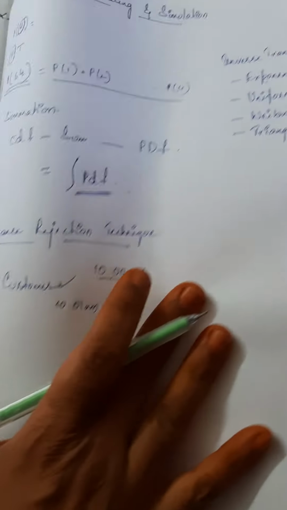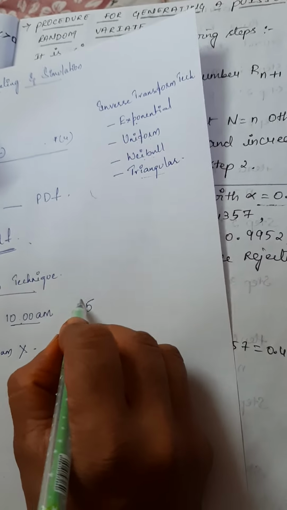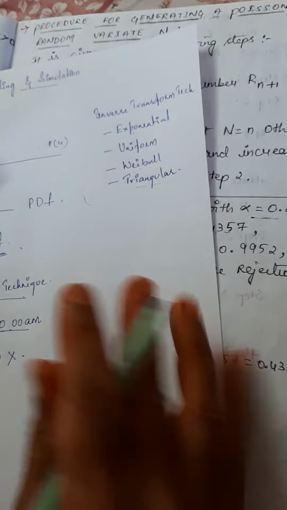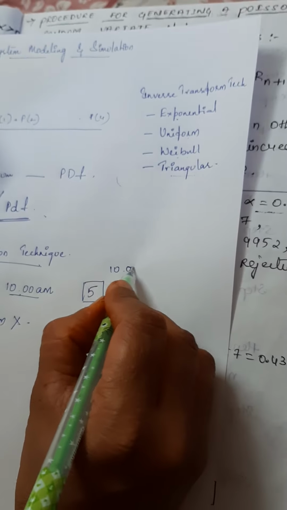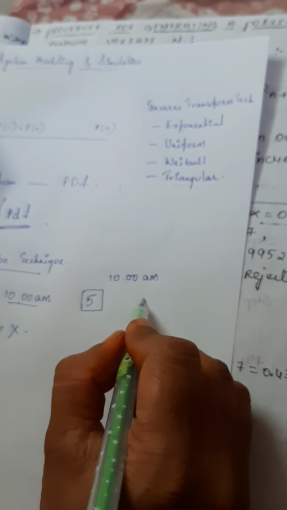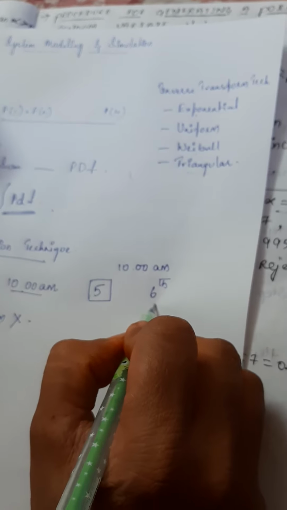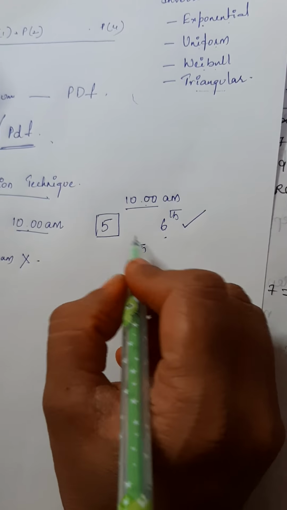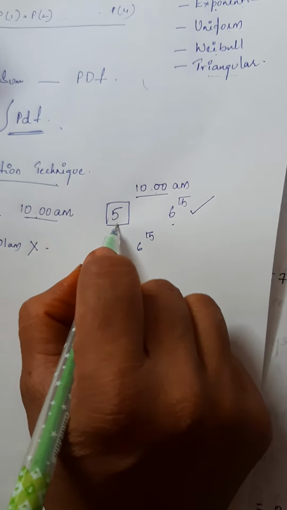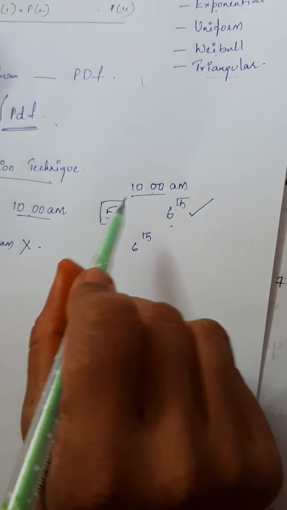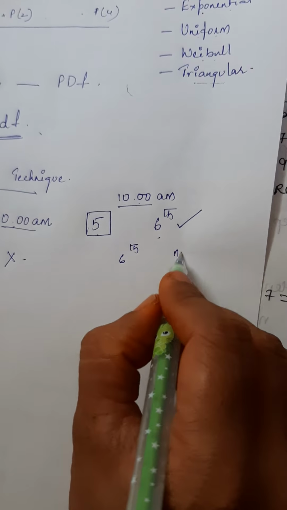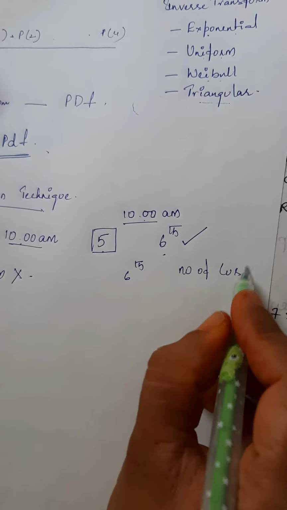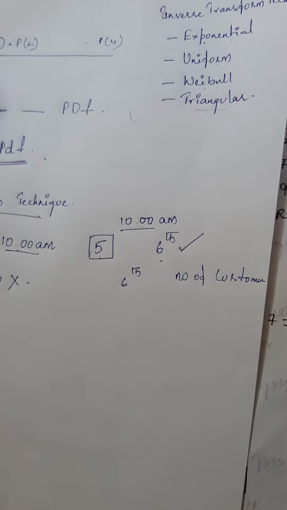Say for example I have 5 customers already in the grocery store before 10 a.m. Will I accept the 6th customer? If the 6th customer is coming within this 10 a.m., the number of customers will be incremented to 6. If the 6th customer is not coming within this 10 a.m., my number of customers in the grocery store will be 5. So this is the acceptance rejection technique. The number of customers in a system is decided by the acceptance rejection technique.